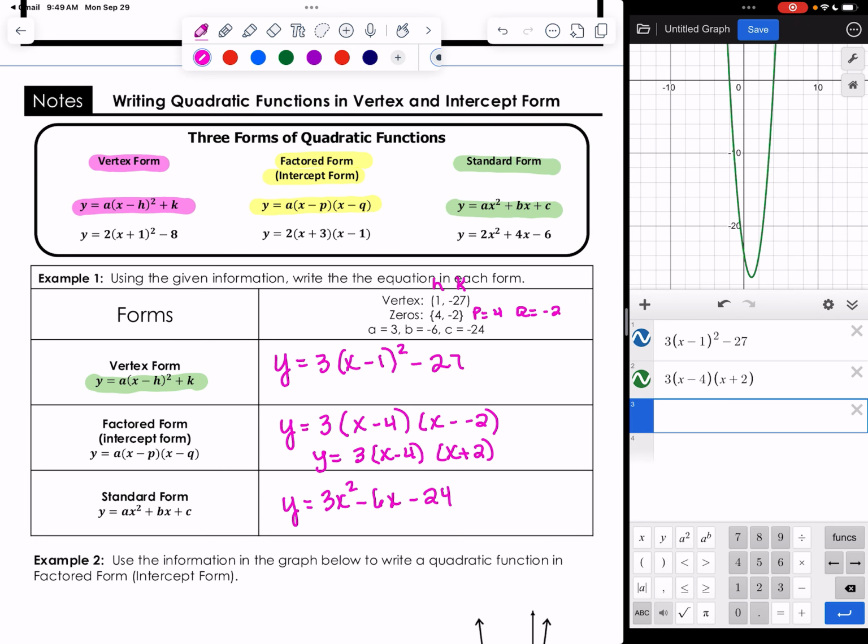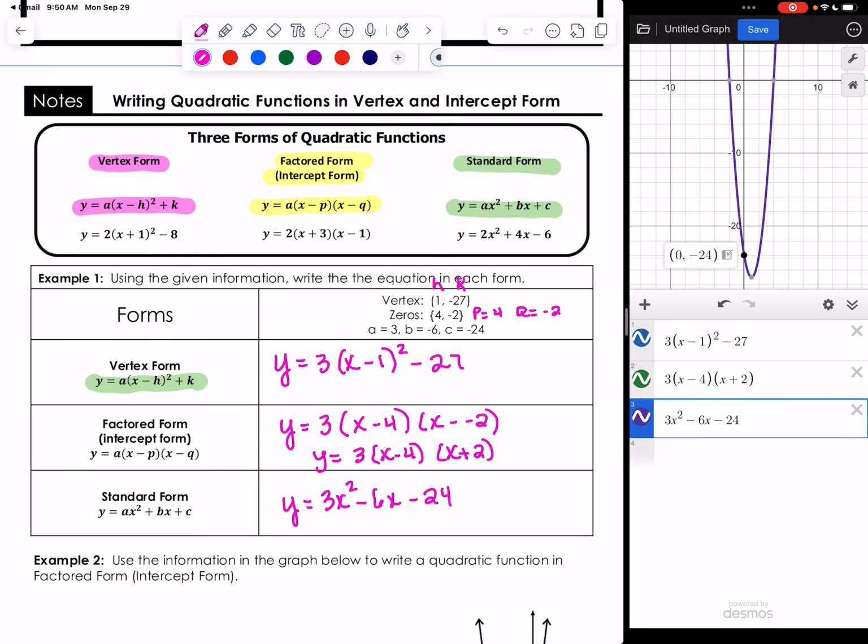Now, let's just graph standard form. If we wrote the equation right, this parabola should be equivalent to the other two parabolas we graphed. So 3x squared minus 6x minus 24. And sure enough, it is equivalent.